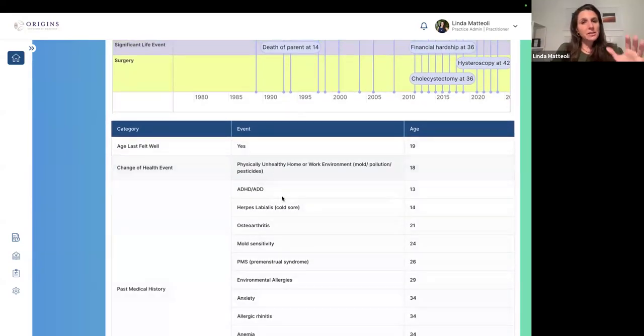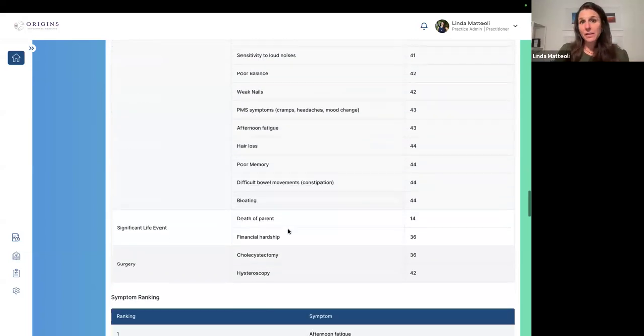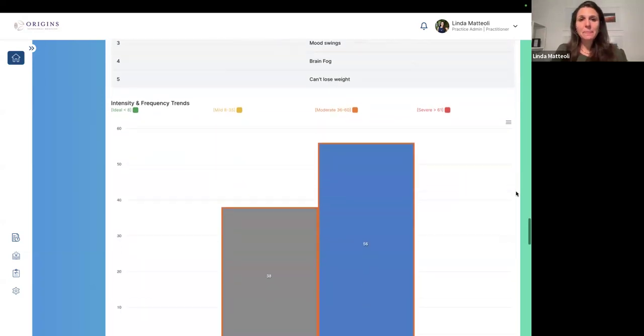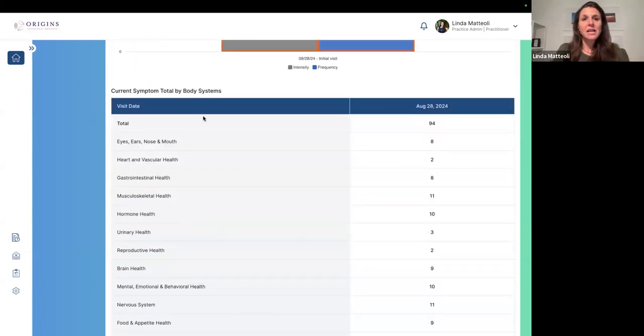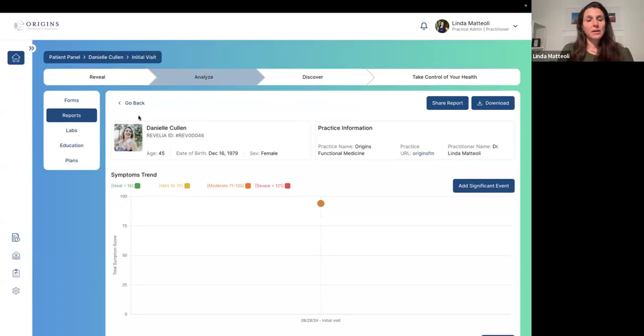Underneath that is a table. This is just a different way of displaying that same data, if that's easier for patients and people to understand. This is the symptom ranking. So these are my patients' top 5 symptoms that they want to focus on this visit. And then we also break down their symptom score into intensity and frequency trends, as well as by body system.